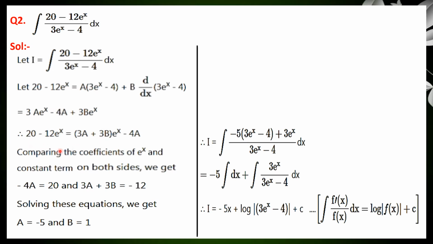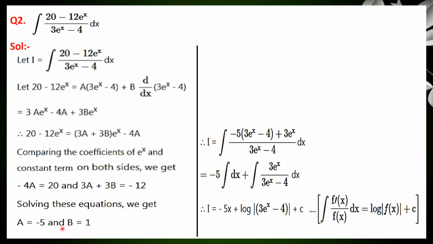Now we will compare the coefficients of e raised to x and the constant terms on both sides. We will get minus 4a is equal to 20, then a is equal to minus 5. And 3a plus 3b is equal to minus 12, then b is equal to 1. The solution is not written, but you will understand it easily: when you substitute the value of a, we get 3 into minus 5, which is minus 15. So 3b minus 15 is equal to minus 12. Then minus 15 is taken to the RHS, and we get 3. So 3b is equal to 3, which means b is equal to 1.